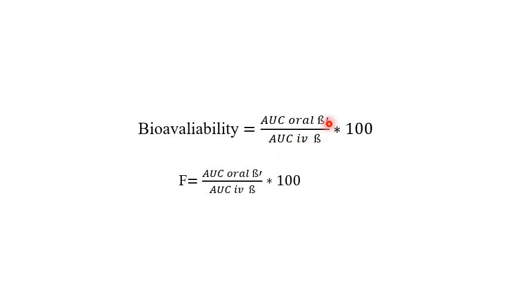Now there are two terms, beta prime and beta, which are written in this equation. What are these betas? Recall our previous lectures, where we explained that beta is basically an elimination rate constant. So here beta prime and beta are the elimination rate constants for the oral and intravascular routes of administration, and F is the fraction of the administered dose that enters the systemic circulation.